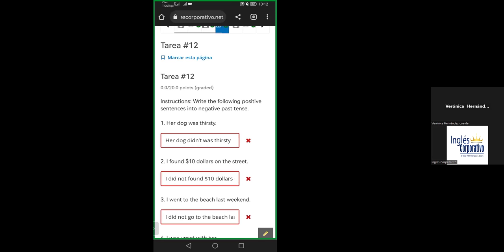Aquí, al menos explíqueme una oración de esa, porque yo no logro entenderla. Dice que escriba las oraciones en negativo. Recuerde que el verbo to be tiene su propia forma, cómo hacerlo en pasado o hacerlo negativo. Quiere decir que con el verbo to be no va a utilizar didn't. Didn't lo va a utilizar solo con cualquier otro verbo, menos el verbo to be.